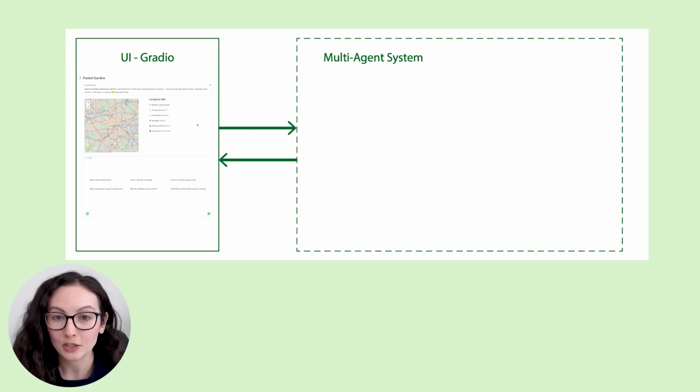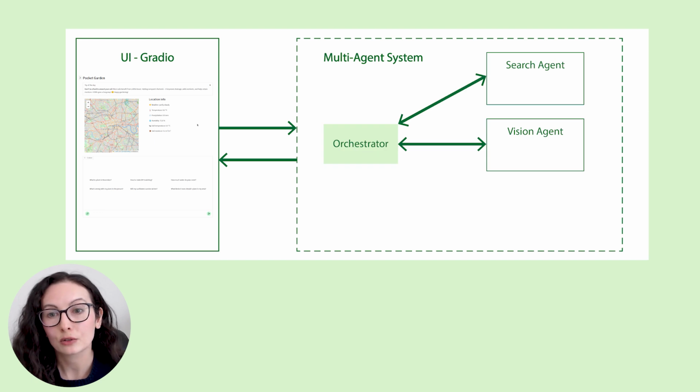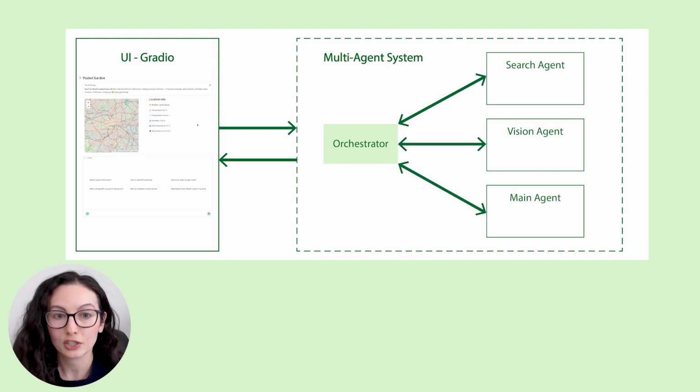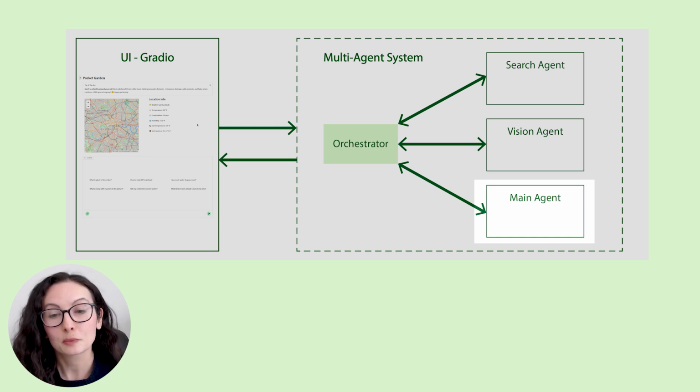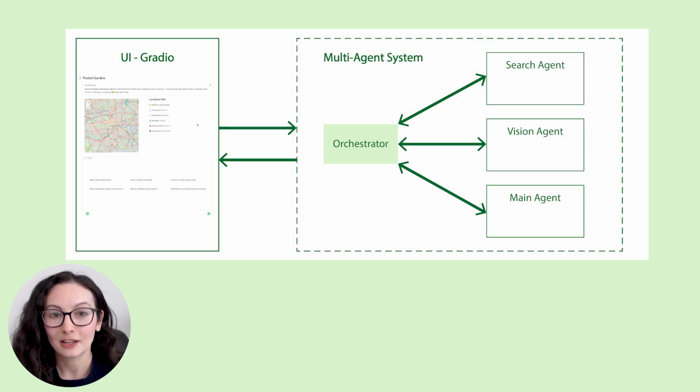The Gradio-based UI connects to the multi-agent system from which the orchestrator calls the search and vision agents in parallel. The output of these two agents is used to engineer the context for the main agent, which generates a response for the user. Only the main agent sees the entire conversation. The two agents perform specific tasks to assist the main agent.